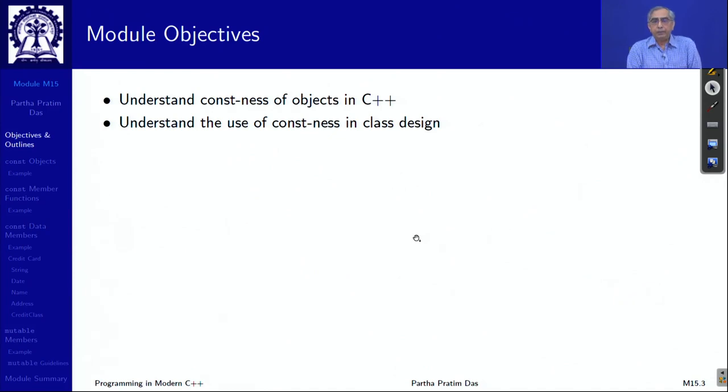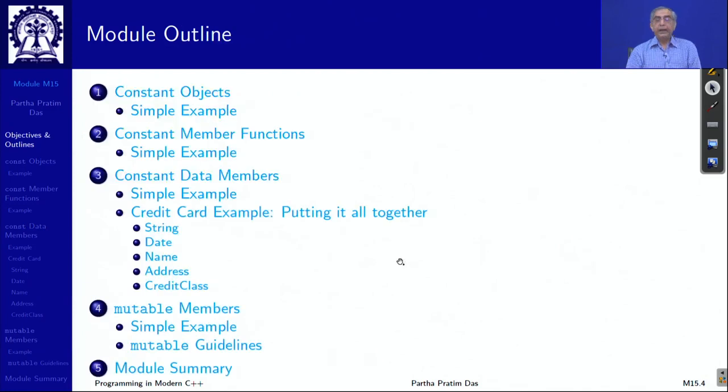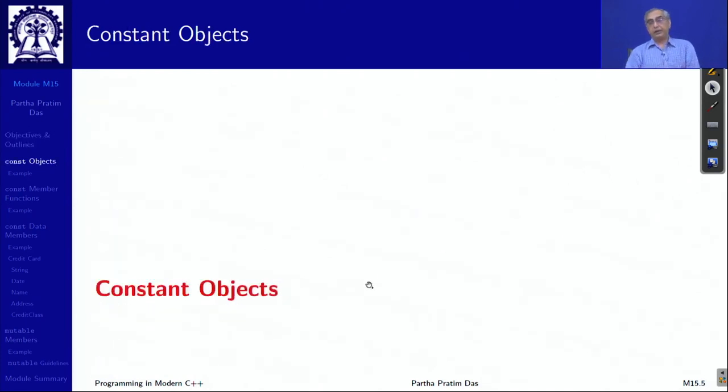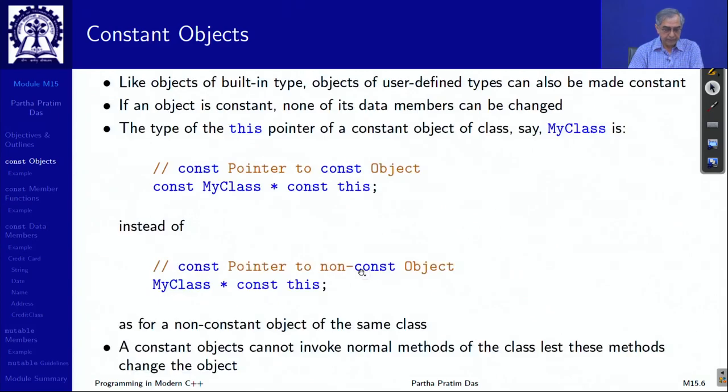In this module, we will look at the effect of constness in the design of user defined types. We have seen constness in the context of built-in types. What does const mean? What can you do? What is a constant pointer and all that? We will see the consequence of all that in terms of the objects, data members and its member functions. That is the basic objective.